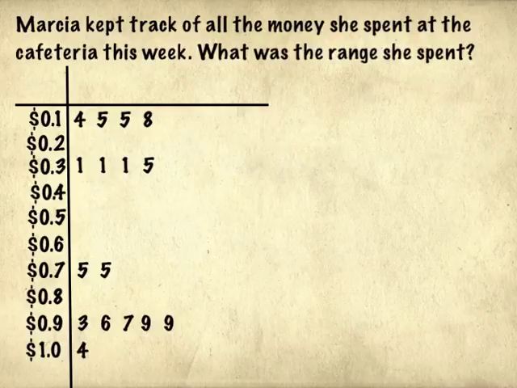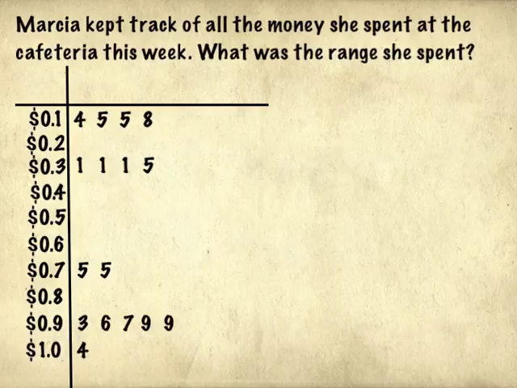So here we have a stem and leaf chart, and we have a problem that tells me that Marcia kept track of all the money she spent at the cafeteria this week. What was the range she spent? So what does range mean? Range is just a way of saying from the smallest to the biggest. What is the smallest to biggest?